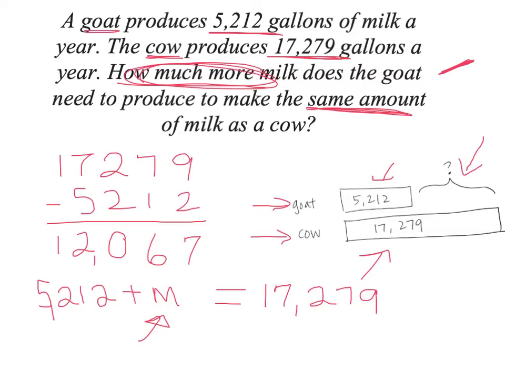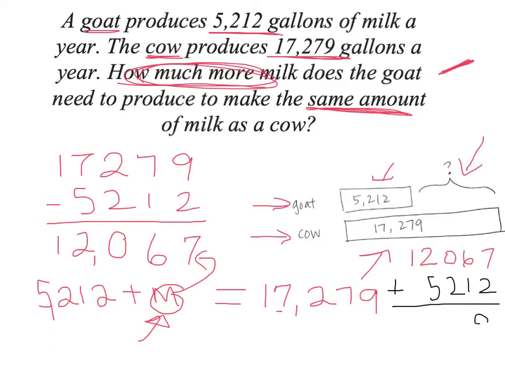Now, I want to go back and actually check to see if this works. So I'm going to add it. I'm going to fill in the M with this number. So I need a little bit of space. I'll do it right down here at the bottom. So we're going to add right here 12,067, and I'll change the font so you can see it, plus 5,212, and let's see what answer we get.